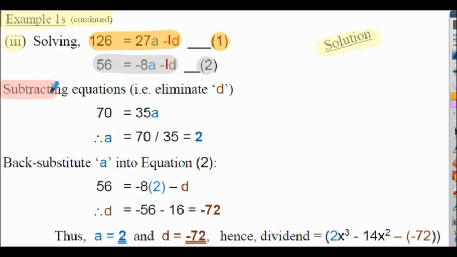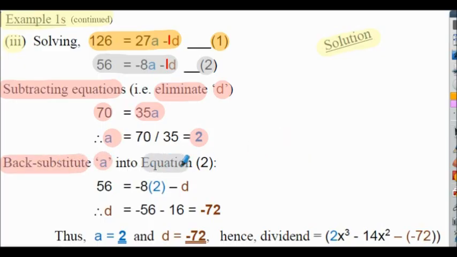So we simply subtract the equations, that will eliminate d from the equation. So 126 minus 56 is 70, 27a minus a negative 8a becomes 27a plus 8a, so that's 35a. And we can rearrange to find a is 2. All we do now is back substitute the value of a into any of the equations.